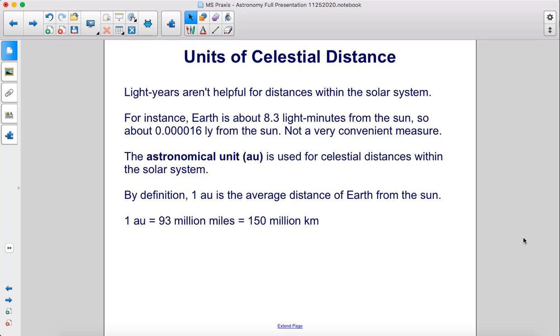The astronomical unit, or AU, is used for celestial distances within the solar system. By definition, 1 astronomical unit is the average distance of Earth from the Sun. So 1 AU equals 93 million miles, which equals 150 million kilometers.